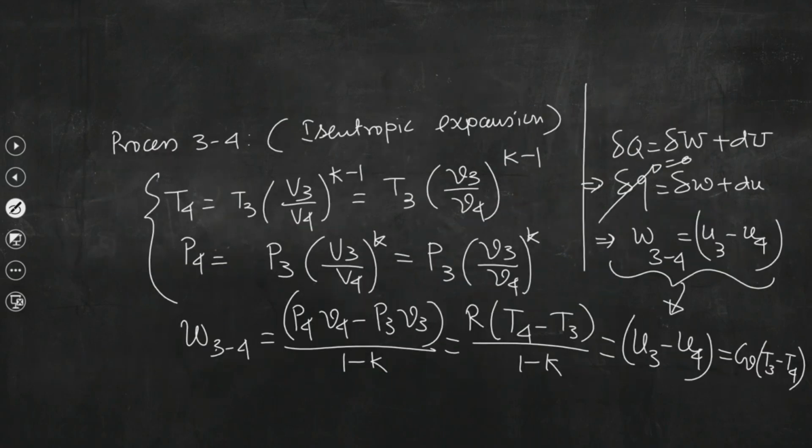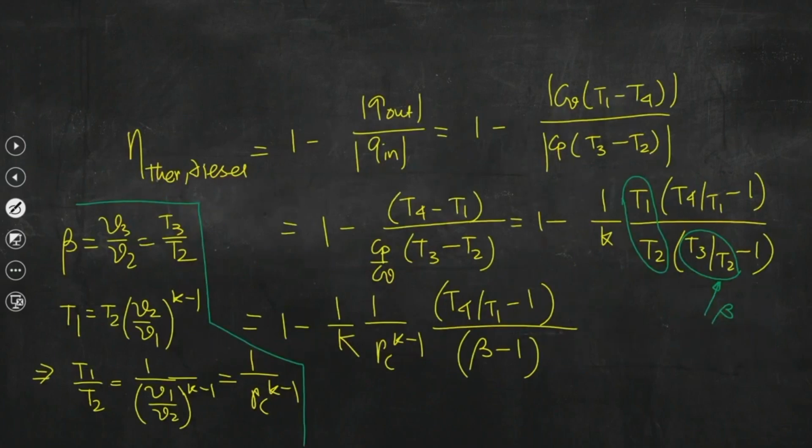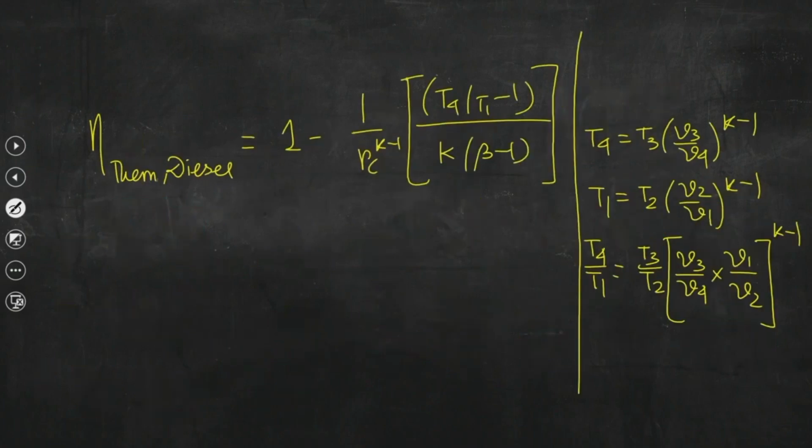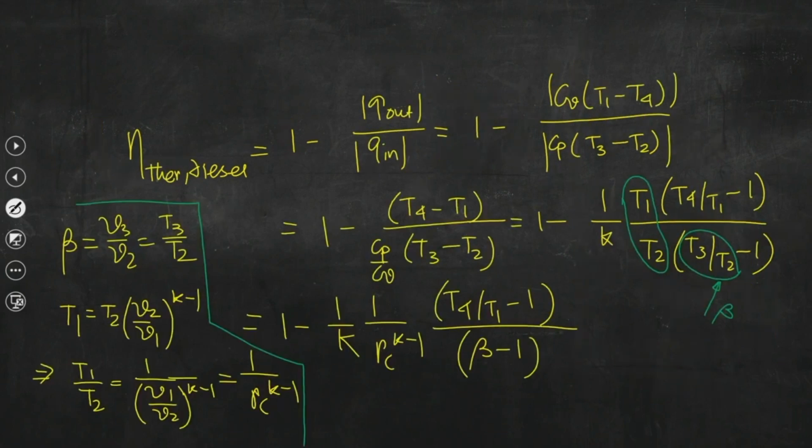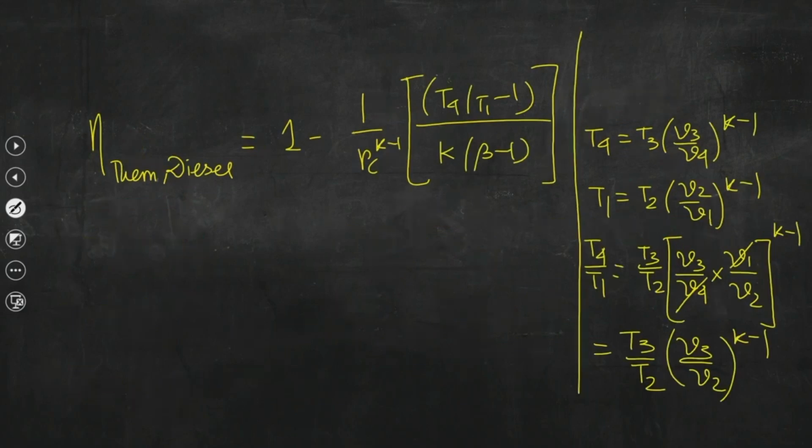Now, if we go to the final expression that we have written here, since V4 equal to V1, these two will cancel. So, we can cancel these two terms. So, we are left with T3 by T2 into V3 by V2 power k minus 1. And what about T3 by T2? T3 by T2 equal to V3 by V2, that is equal to cut-off ratio.